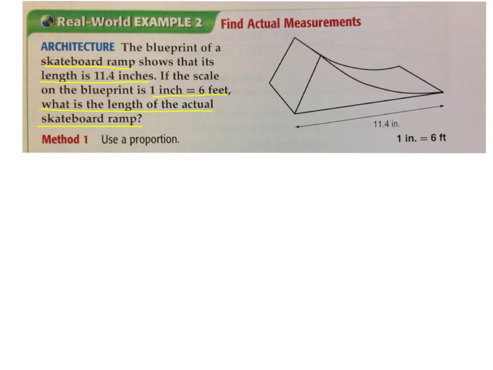So here's another example. It says the blueprint of a skateboard ramp shows that its length is 11 4/10 inches. If the scale on the blueprint is 1 inch equals 6 feet, what is the length of the actual skateboard ramp? So here again I want to create a proportion. So I've written down the scale. I found the scale right here. It was also right here in the problem. So I have 1 inch is equal to 6 feet.